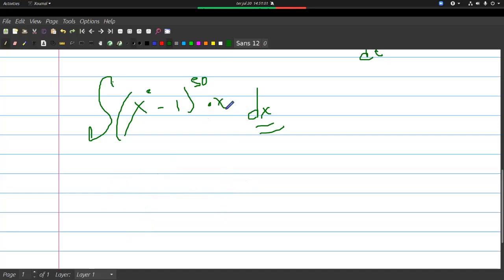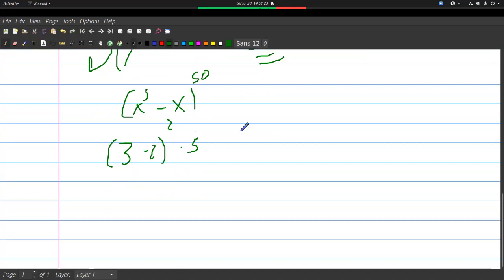And at first I thought I'm just going to multiply, so it's going to be x to the 3 minus x multiplied by x, and then over here it goes to the 50. But let's just do something like 3 minus 2 squared, times 5, for example. So 3 minus 1 is 2, squared is 4, times 5, that equals 20. But if I multiply, then it's 15 minus 10 squared, which is 5 squared, which is 25, and this over here is 5. So yeah, pretty big difference.